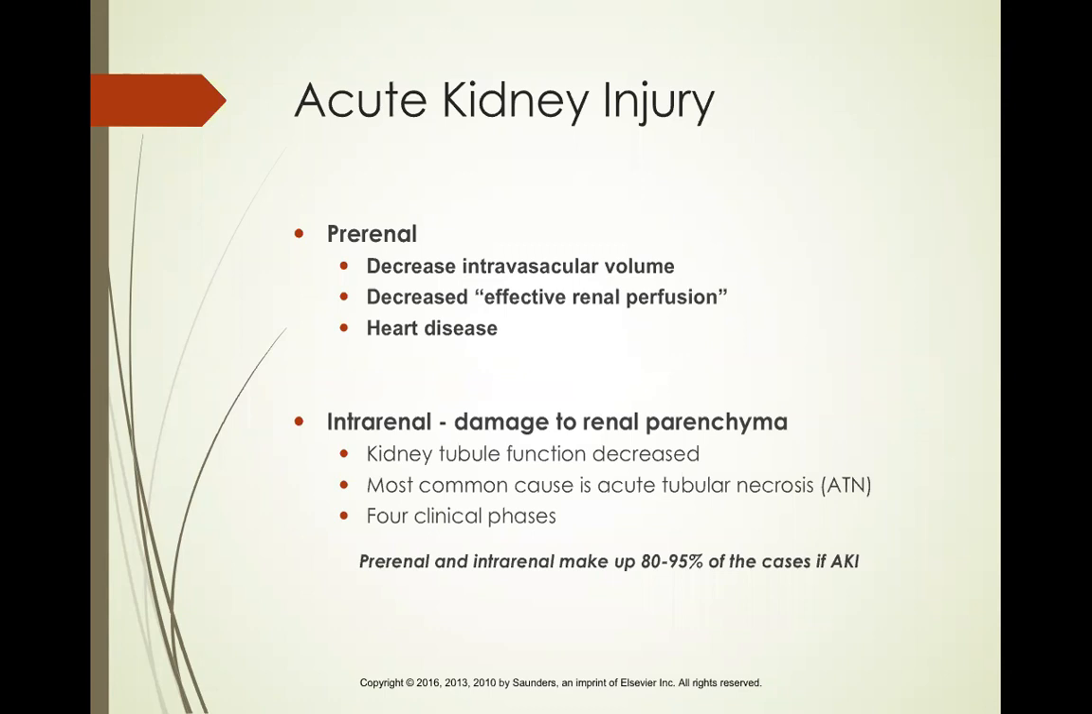Intrarenal is actual damage to the renal parenchyma, or the tissue in and of itself, and if it is sustained, nephrotoxins or hypovolemia can lead to ATN, acute tubular necrosis. There are four clinical phases associated with that. Pre-renal and intrarenal make up 80 to 95% of acute kidney injury.